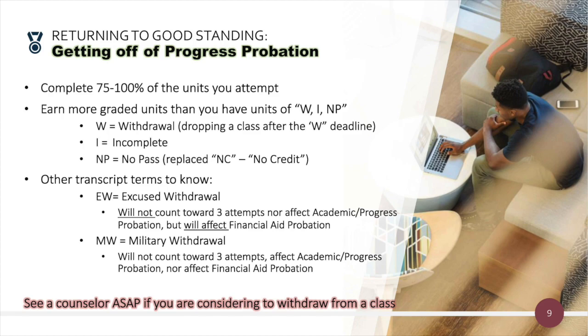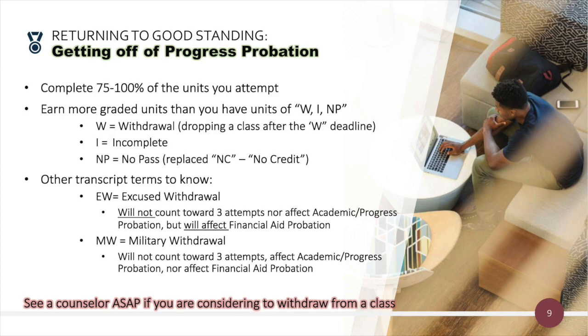After receiving an I, you have a year to submit the remainder of the work. The professor will then either change your grade to the new and improved grade, or if you didn't submit the work in the year period, the professor will grant you the grade you had at the time you requested the I. NP stands for no pass. EW stands for excused withdrawal.